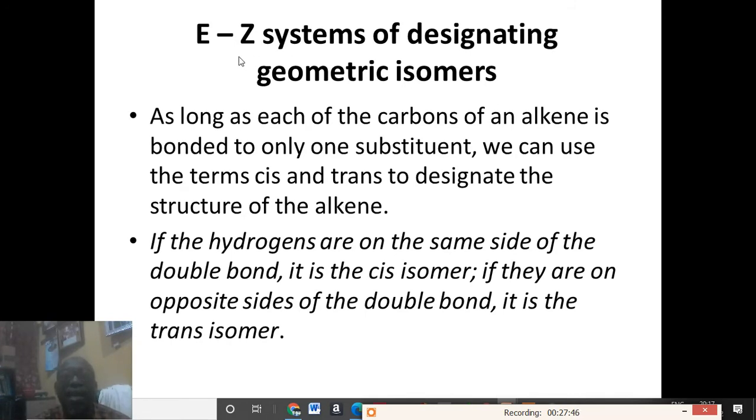Now, the E-Z system of designating geometric isomers. As long as each of the carbons of an alkene is bonded to only one substituent, we can use the terms cis and trans to designate the structure of the alkene. If the hydrogens are on the same side of the double bond, it is the cis isomer. If they are on opposite sides of the double bond, it is the trans isomer.